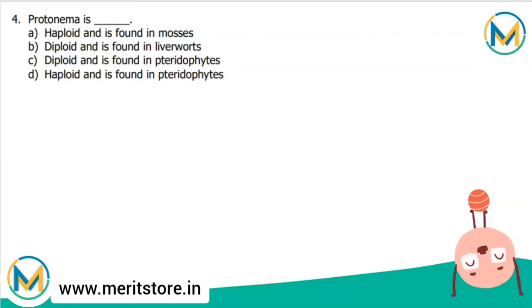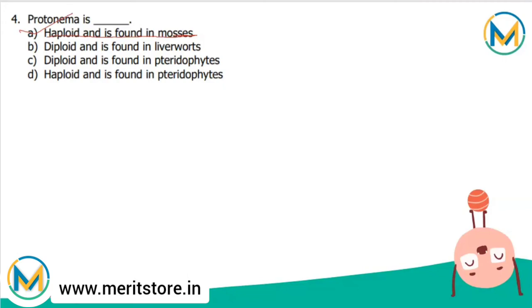It consists of an upright, slender axis bearing spirally arranged leaves attached to the soil through multicellular and branched rhizoids. This stage bears the sex organs. So the correct answer is haploid and is found in mosses, that's a bryophyte. So the correct answer is option A, that is haploid, and is found in mosses. Option A.